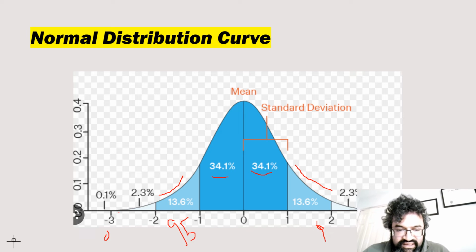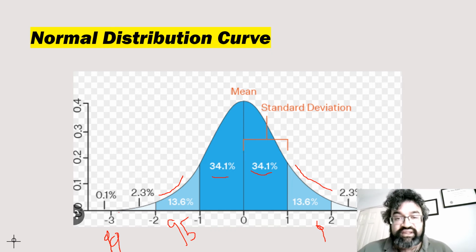Now you can kind of see it's about 2.3%. So you just keep adding. So this is the normal distribution curve. Again, one of the most important curves that you'll see in statistics, and you're bound to have questions coming from this.